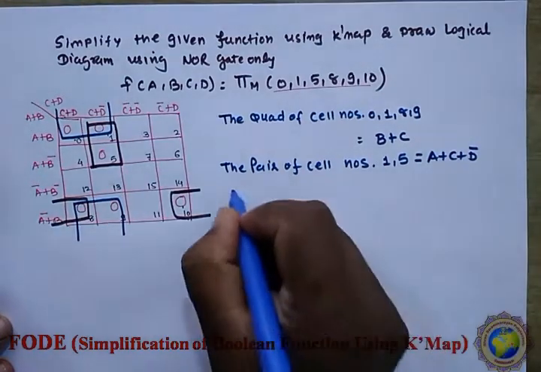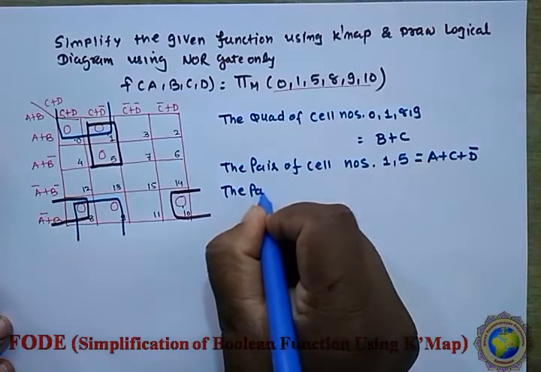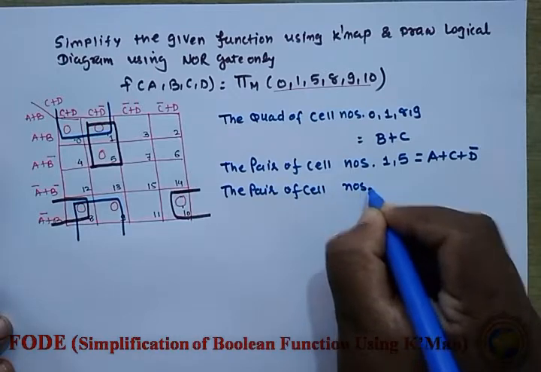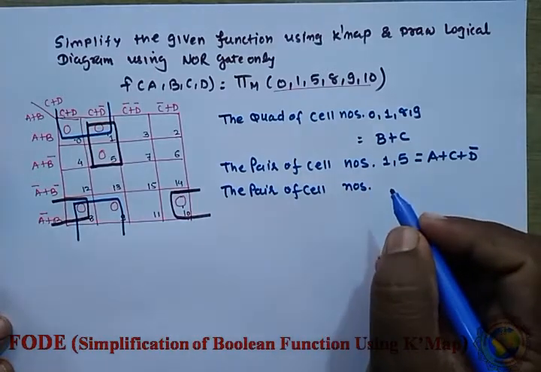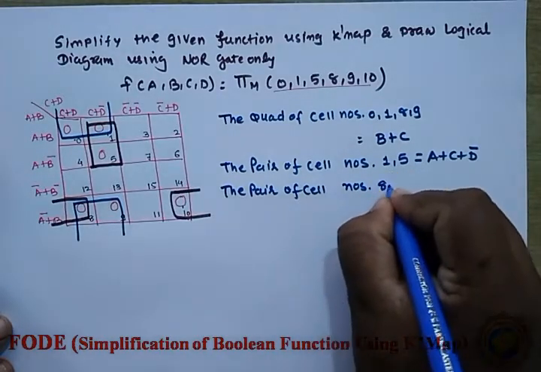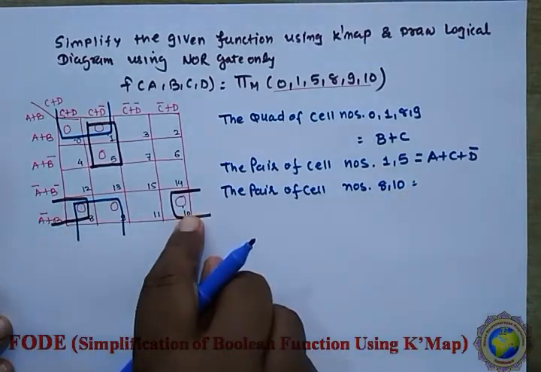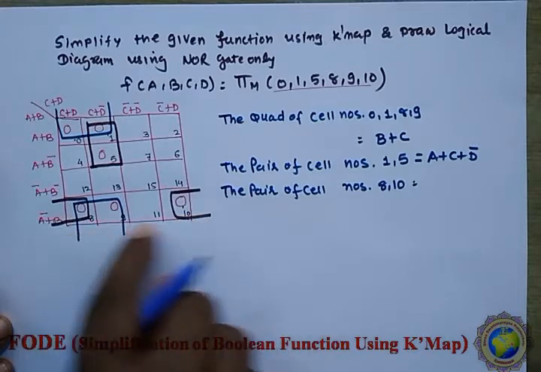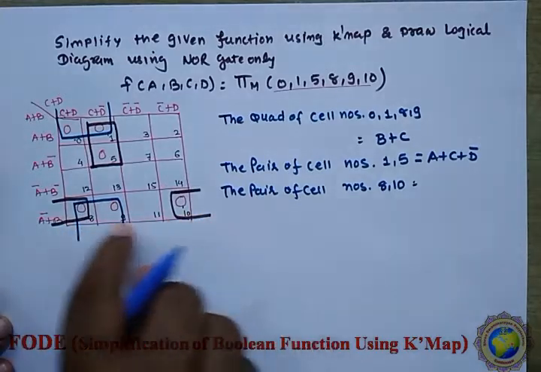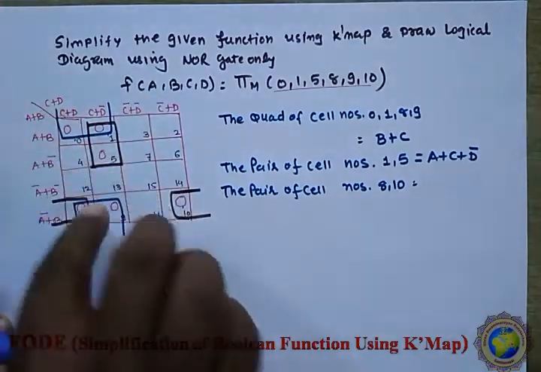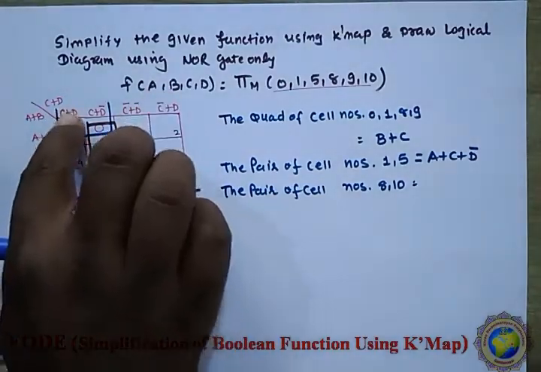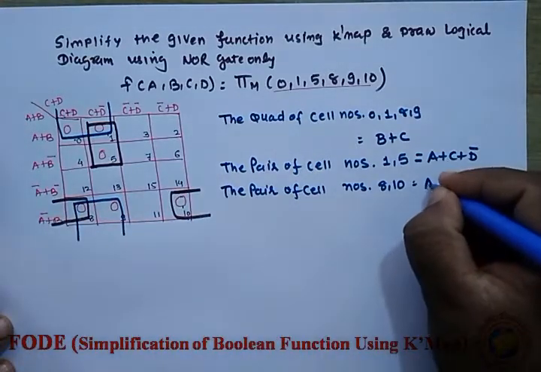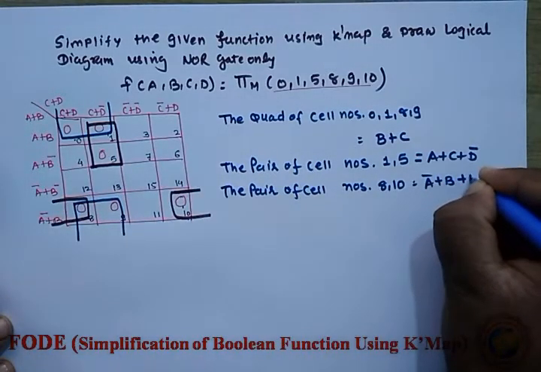The same, the pair of cell numbers 8 and 10. These two, 8 and 10. In this, you can see which is the common variable. D is the common one, horizontally A bar plus B. So the answer is A bar plus B plus D.